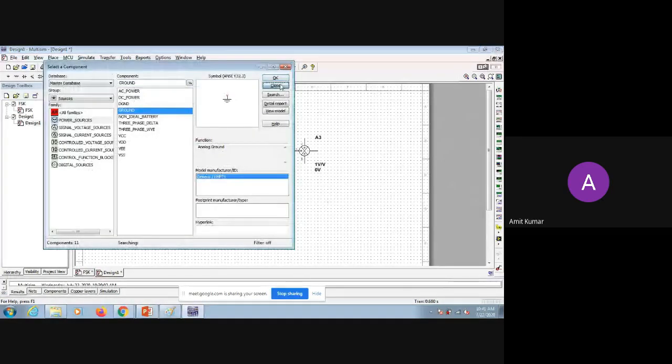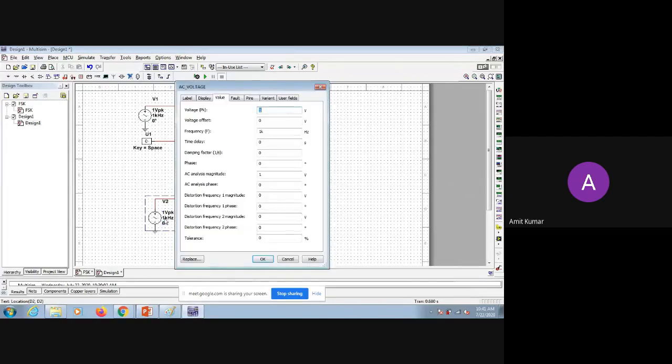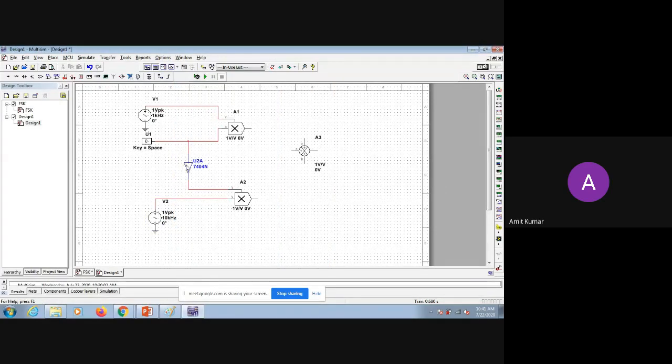Now the frequency should be different. So I will select this as 10 kilohertz and the first one as 1 kilohertz. So we will see in the CRO whether we are getting it or not. We will select the 4-channel oscilloscope. So we are having two ASK signals. We will see whether we are getting them here or not.